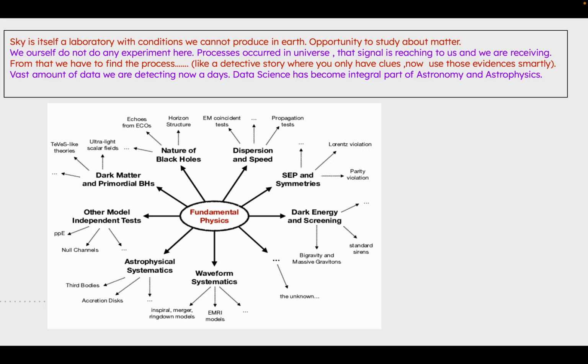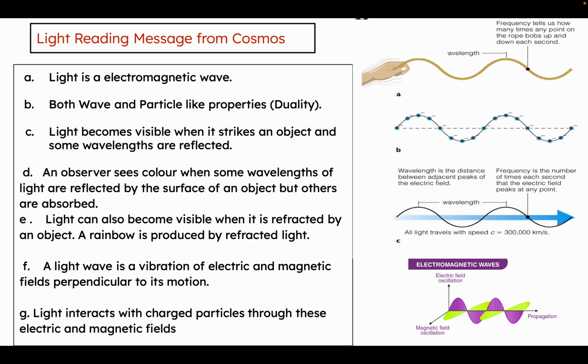Now today, our class will be a recap of the 12th grade or BSc level study. So light, or photons, are carrying messages from the cosmos. We know what light is. Light is an electromagnetic wave.